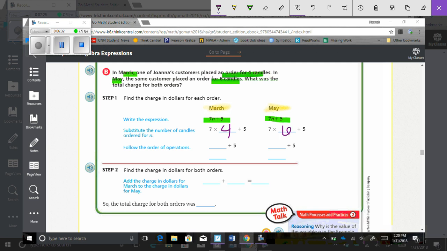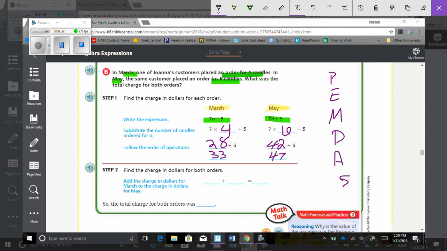Now we're going to solve that according to PEMDAS. Following the order of operations, we would multiply before we add. So 7 times 4 is going to be 28. And 28 plus 5 will be 33. And in May, we have 7 times 6, which is 42. 42 plus 5 is 47.